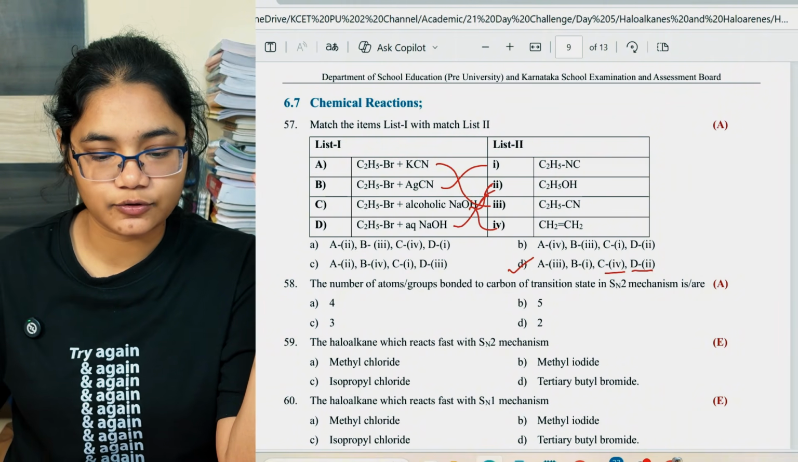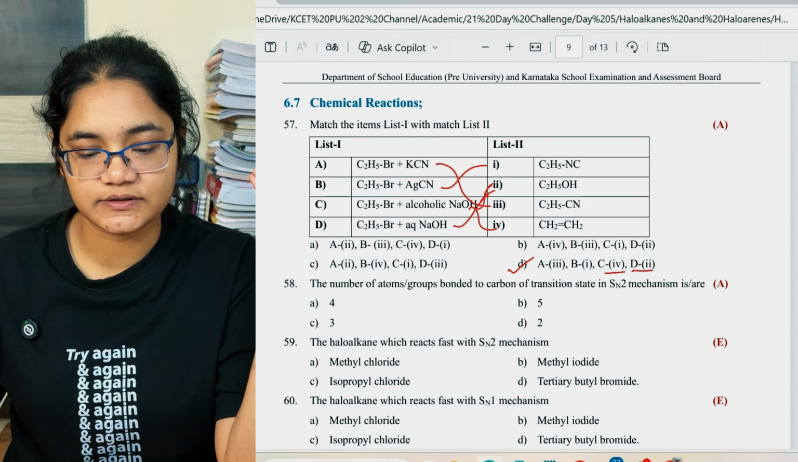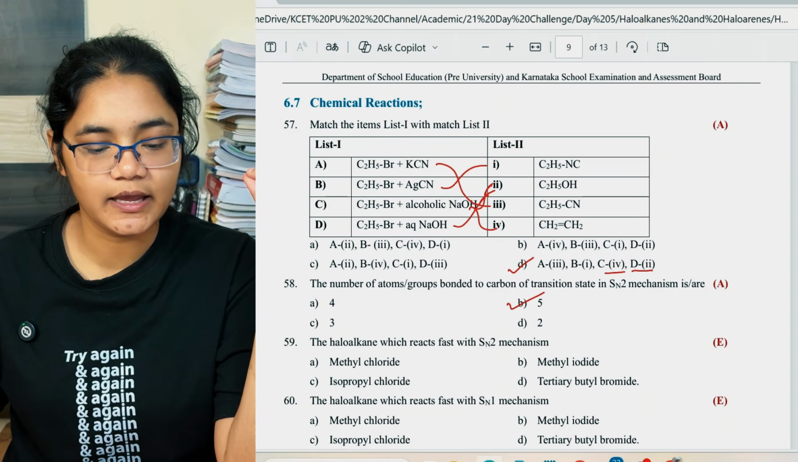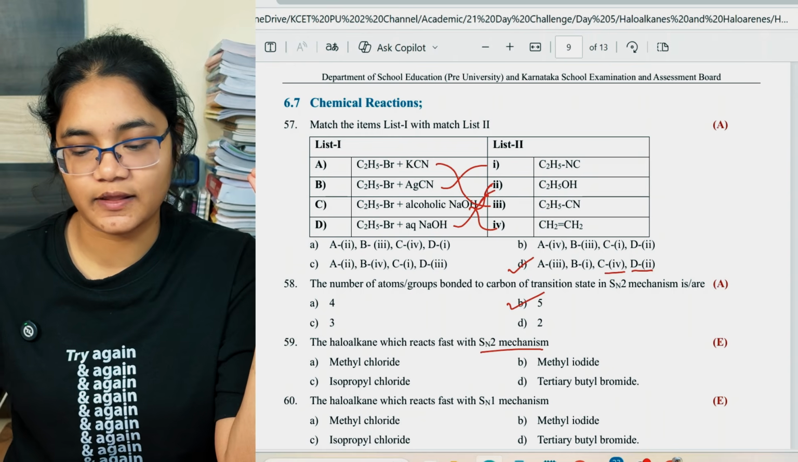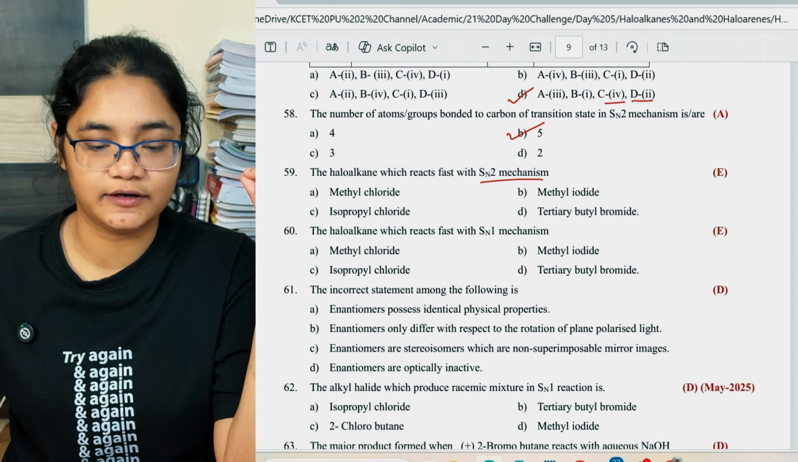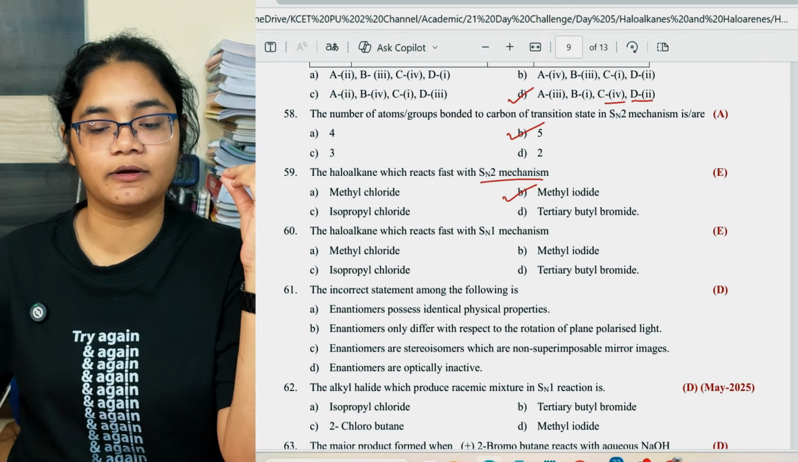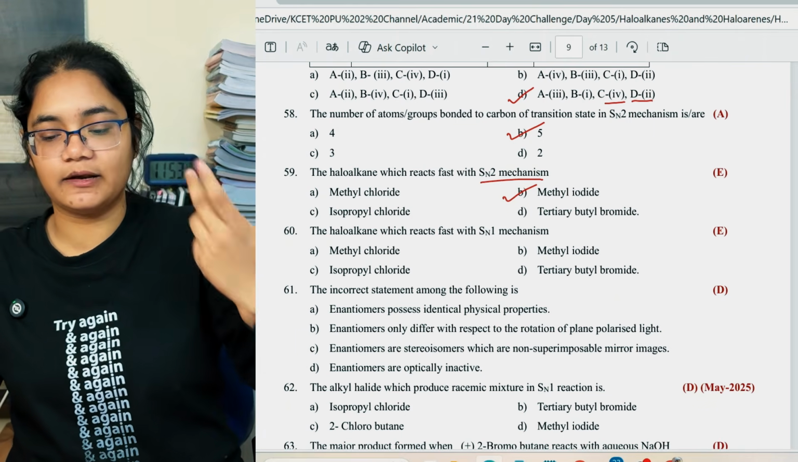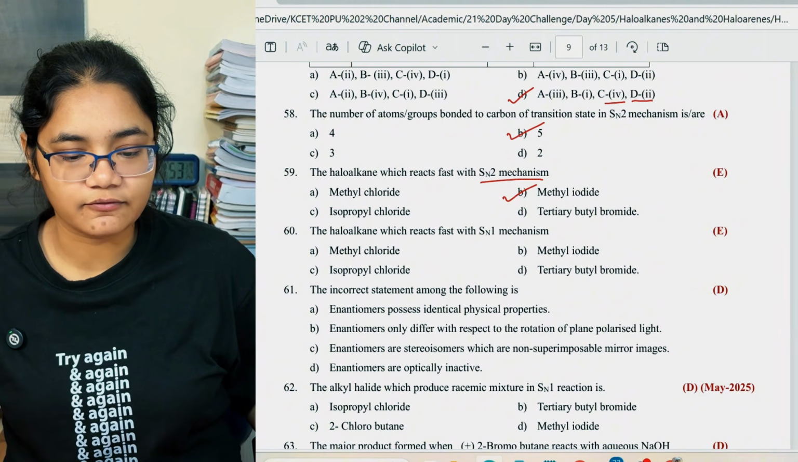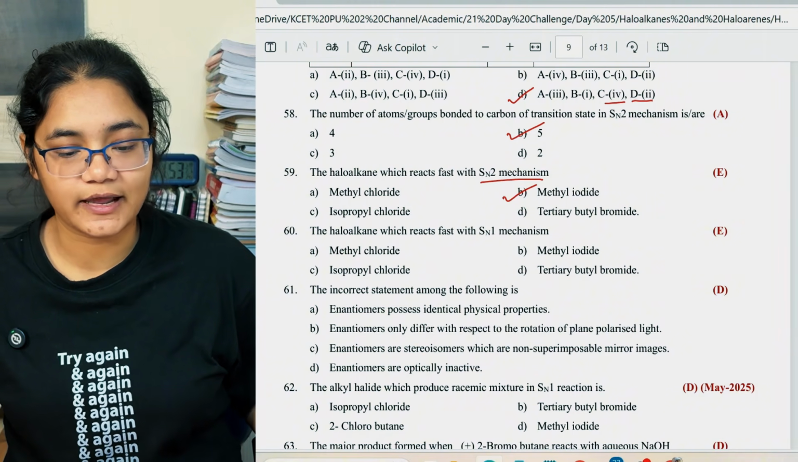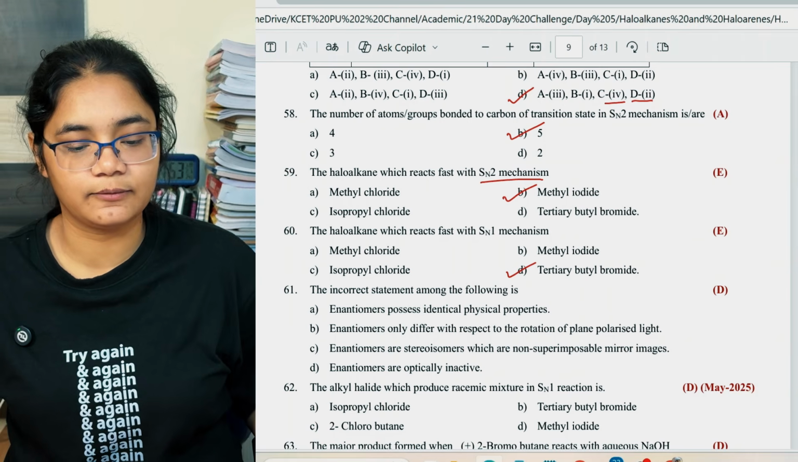Next, the number of atoms or groups bonded to the carbon of the transition state is 5, that is option number B. The haloalkane that reacts fast with SN2 mechanism is methyl iodide, because the C-I bond can break faster. Next, the haloalkane which reacts faster with SN1 reaction is tertiary butyl bromide.